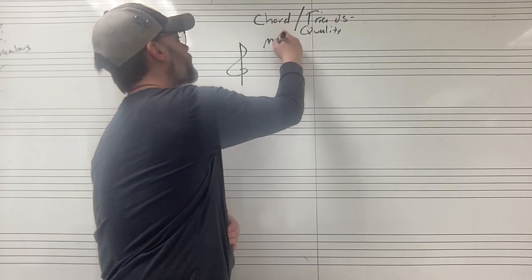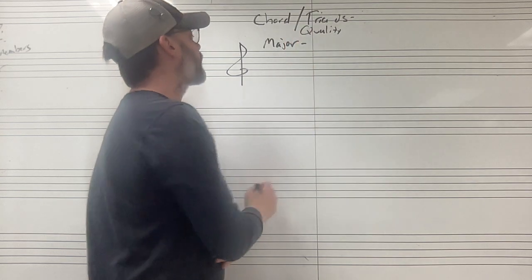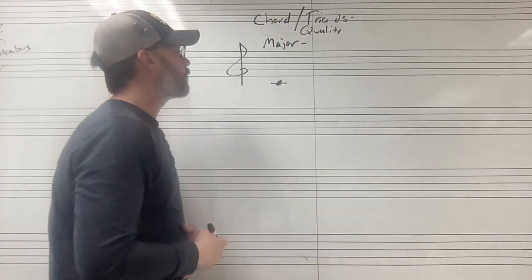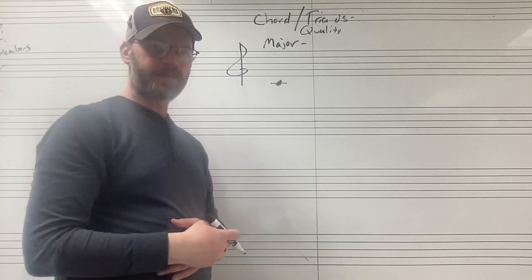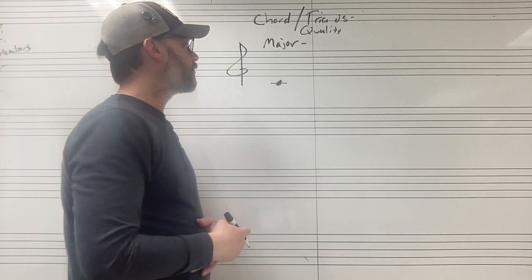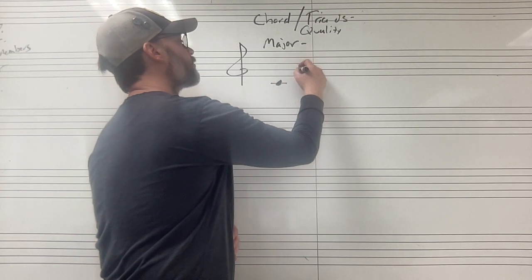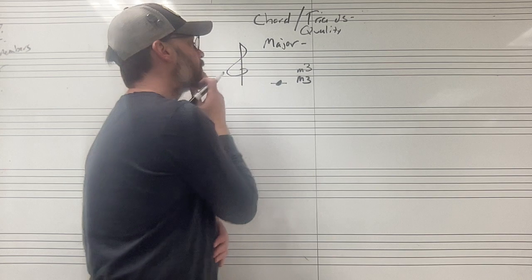The first one is major chords. Maybe you've heard of these already. And I'm just going to show you how to build them with intervals. So we're going to build a chord on the note C. And what we need is a major third with a minor third on top of it. And I'll show you what I mean.